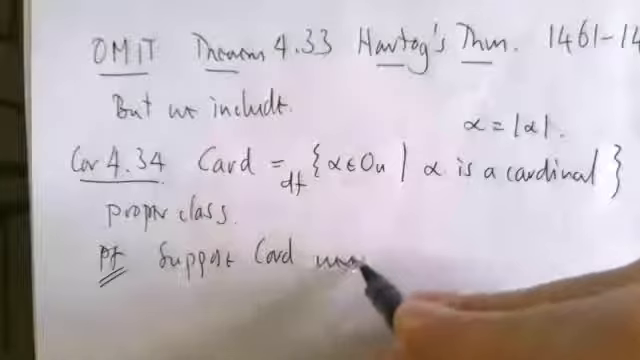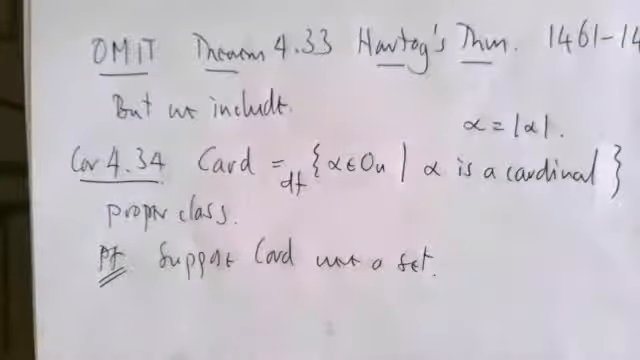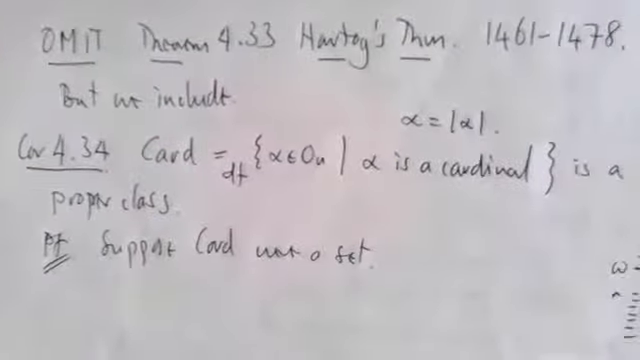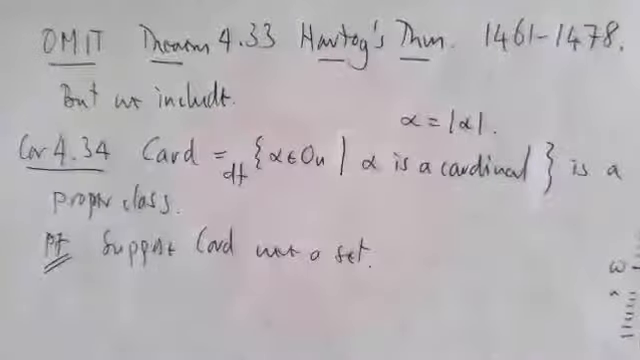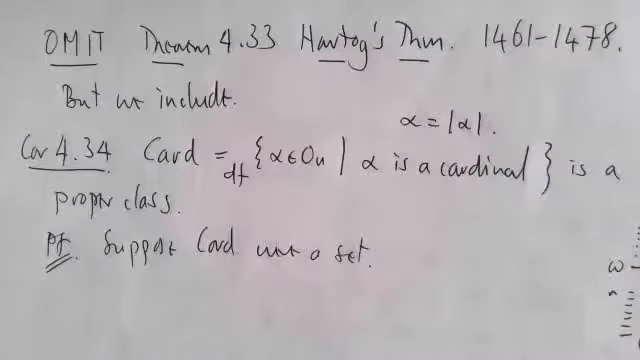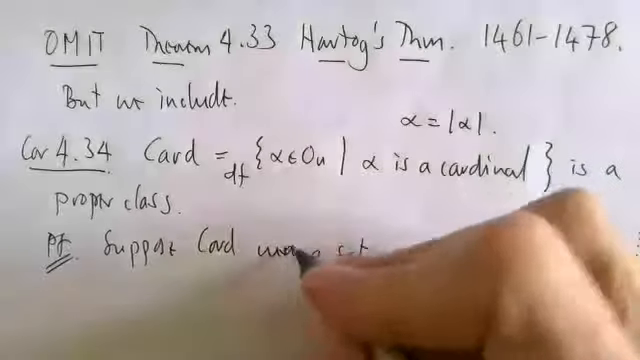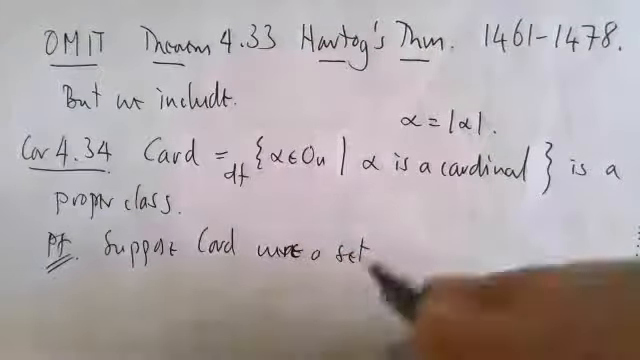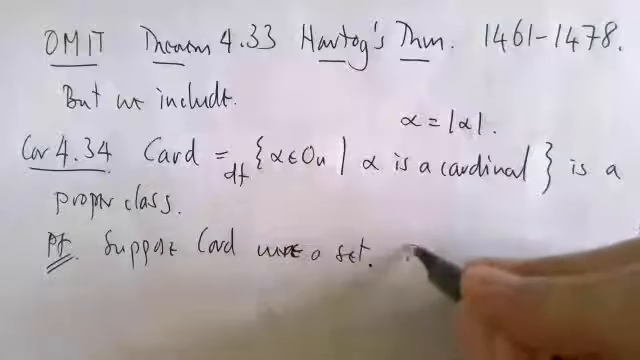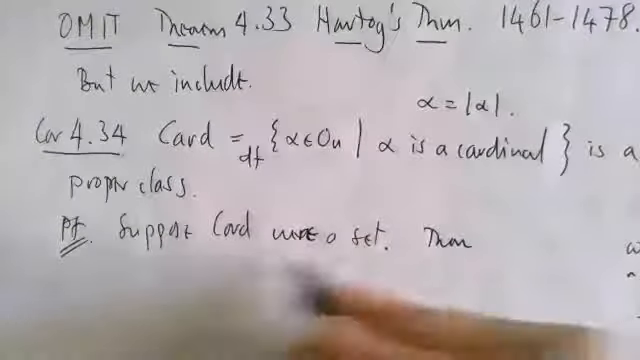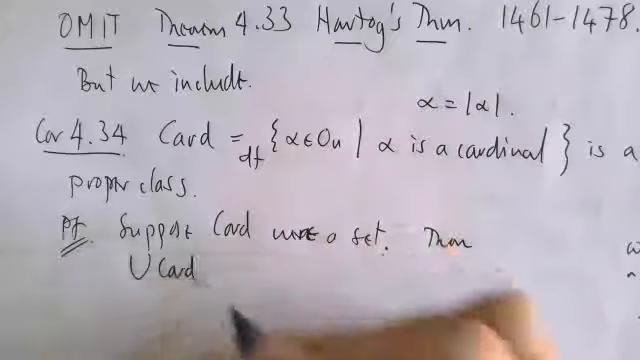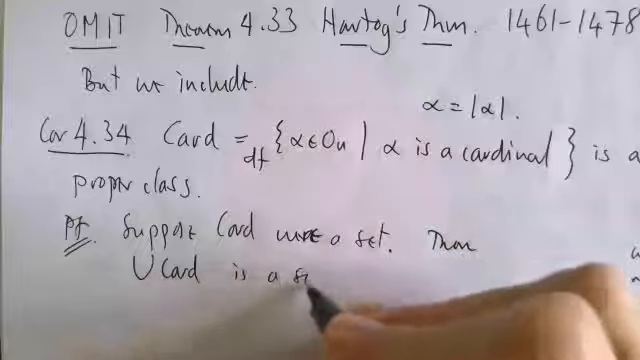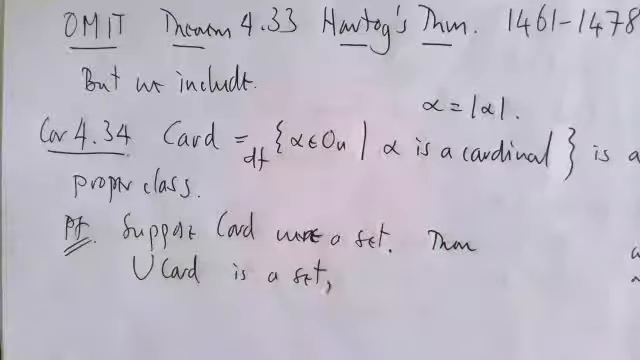Suppose card were a set. So this is how these proofs showing that something is a proper class always start out. They're usually proofs by contradiction, and you show that, suppose it was a set, and then you get a contradiction. Right, so if it were a set, then the union of card here is a set.